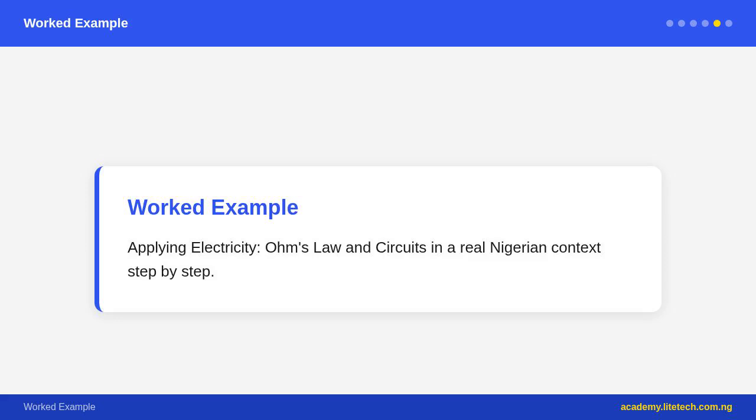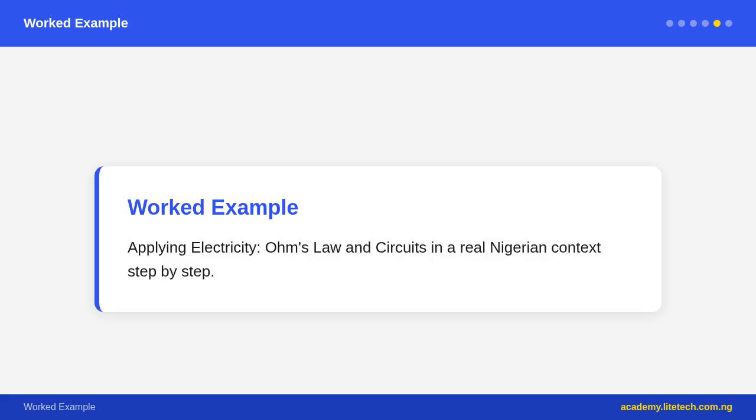Electrical power is the rate at which electrical energy is converted to other forms. Formula: P equals I times V, or P equals I squared times R, or P equals V squared divided by R. Power is measured in watts, W. Energy is measured in joules, J, or kilowatt-hours, kWh, for household billing.